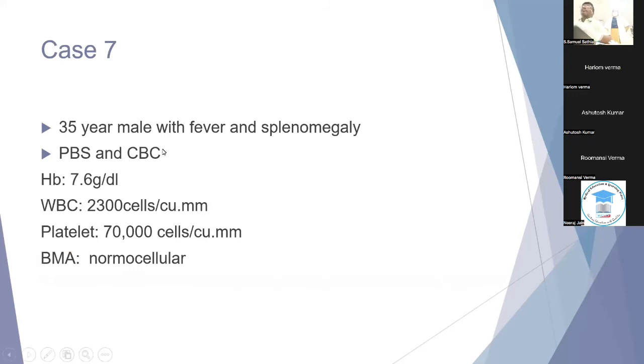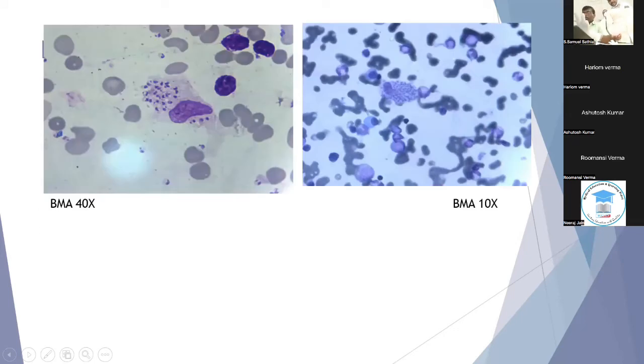Coming to the next case, this is a 35-year-old male with fever and splenomegaly, and again pancytopenia, but the marrow was normocellular. But yes, what do we see here? This is again increased reticuloendothelial cells and something inside these RE cells, a dot and a comma-shaped structure. All of you must know this is a typical appearance of the Leishmania donovani body.